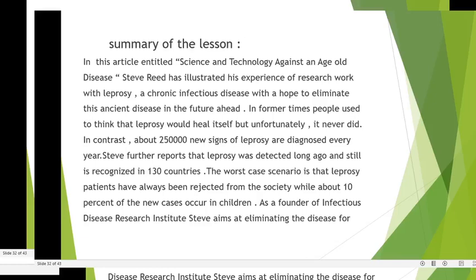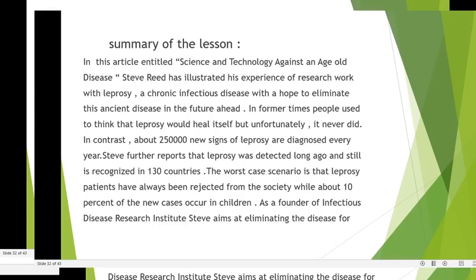Okay, we already know about leprosy. That means the definition of leprosy, characteristics of leprosy, way of treatment, diagnosis, and the classification of leprosy. Now we will discuss the introduction of this lesson.